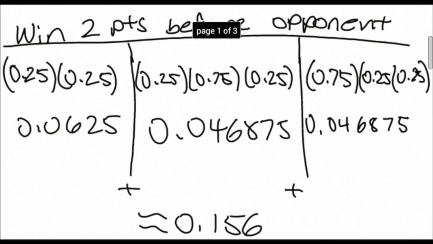If you wanted to find the probability of you winning 2 points before your opponent, you would first find all three possible outcomes. The first outcome is winning 2 games in a row. The second outcome is winning the first game, losing the second, and then winning the third. The last outcome is losing the first game and winning 2 more games. The overall probability is 0.156.